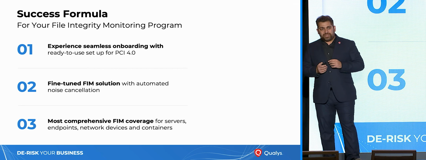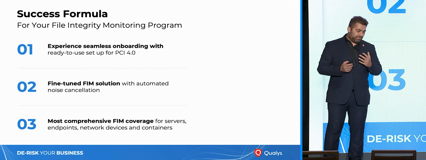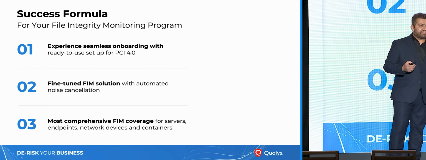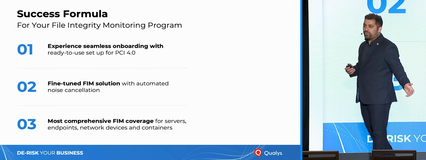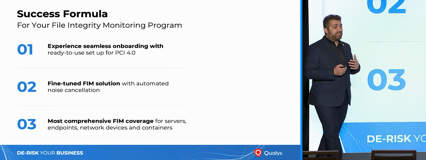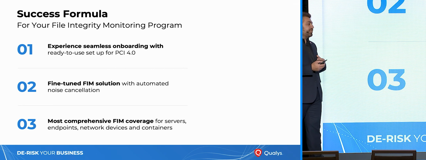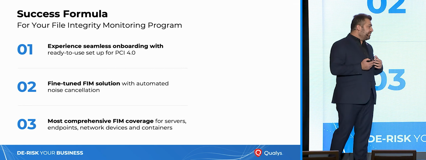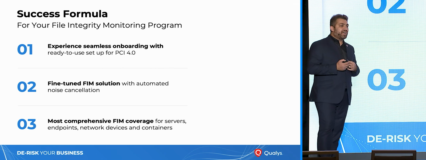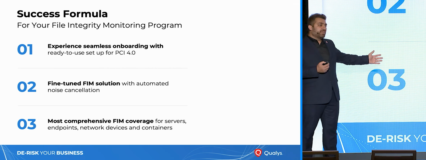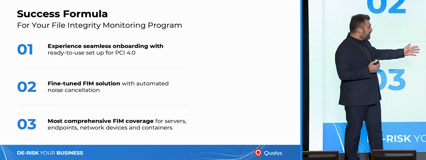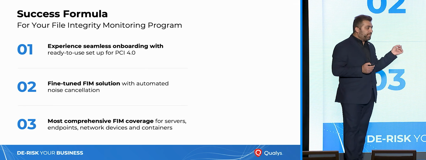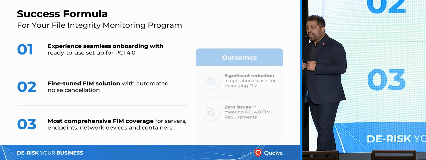The third piece is comprehensive FIM coverage. Standards are growing day by day. For example, there was PCI 3.2.1, now PCI 4.0 is effective, and from March 2025 only PCI 4.0 reports will be considered. PCI 4.0 states that you need to have FIM on containers. It says you need to have FIM on network devices, right? The scope is being increased, and comprehensive coverage is an important point.